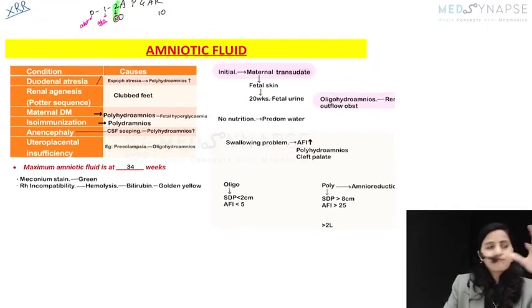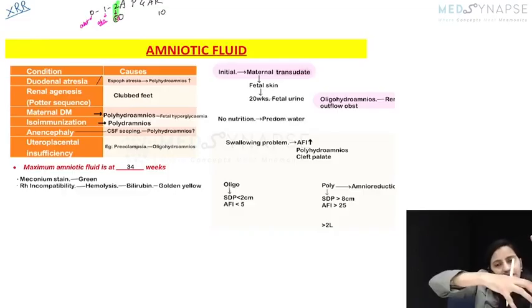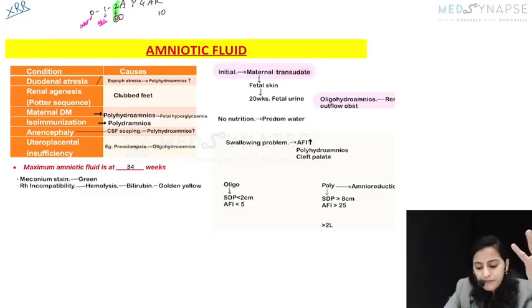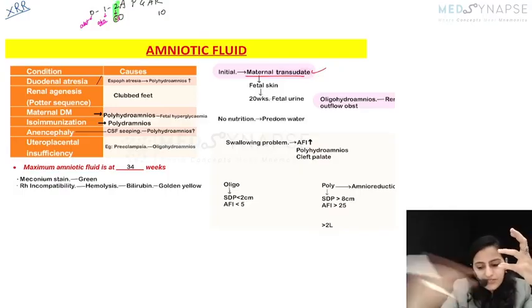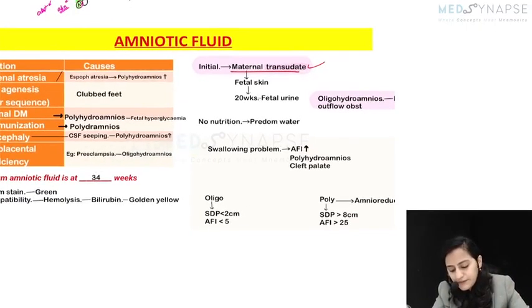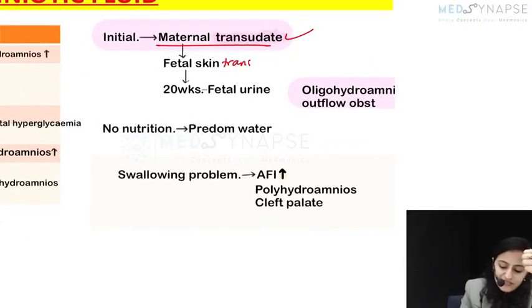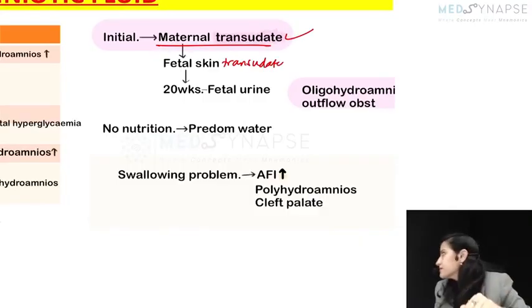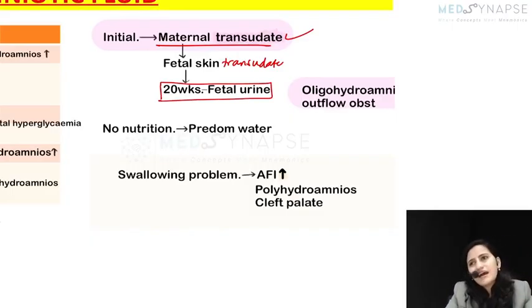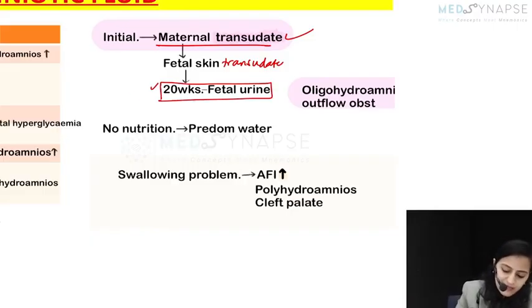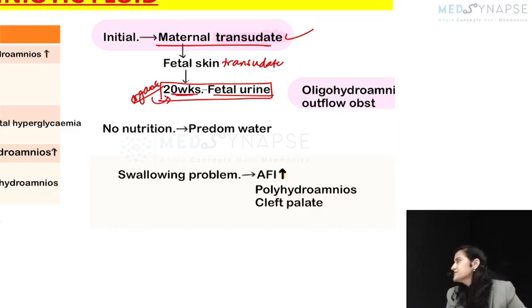Coming to amniotic fluid, right? Within the amniotic sac, you have the fluid. Where does this fluid come from? First of all, what contributes to the amniotic fluid production? The maternal transudate. Right, from the placenta, the transudate happening, that is the initial one. Then comes the transudate from the fetal skin. And last comes the major contribution when the kidneys, ureter, bladder are formed. Right, the organs are now formed. So that will be after 20 weeks, fetal urine.